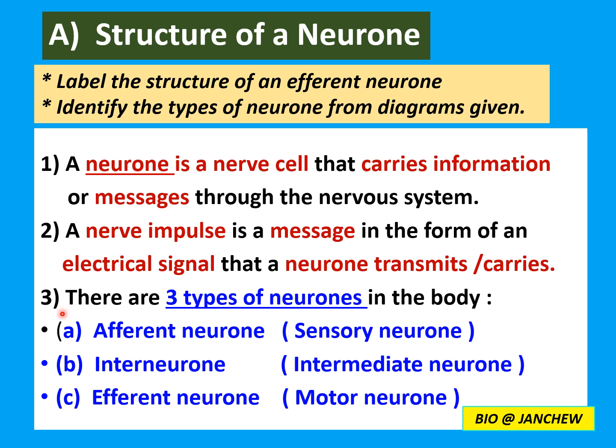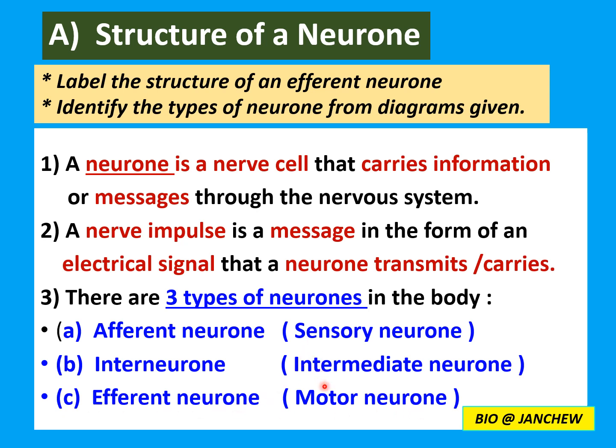Number 3, there are three types of neurons in the body. A, afferent neuron, also called the sensory neuron. Now this is an old term, sensory neuron. In our syllabus, we are going to refer to it as afferent neuron. B, interneuron, or sometimes called the intermediate neuron. So we'll use this term, interneuron. And C, efferent neuron or motor neuron. But we'll use the term efferent neuron.